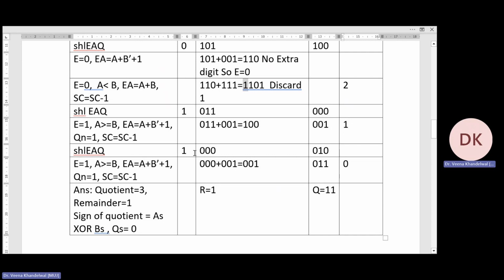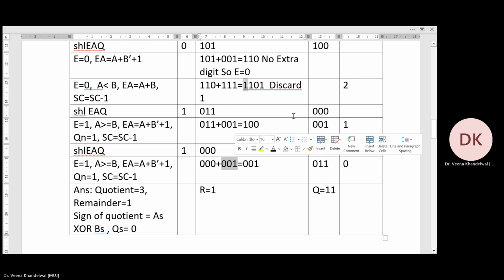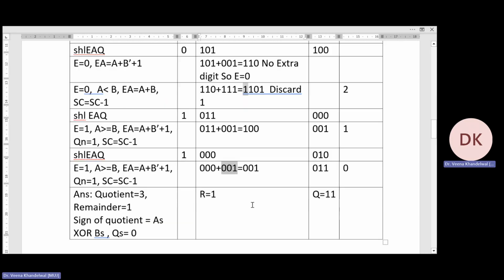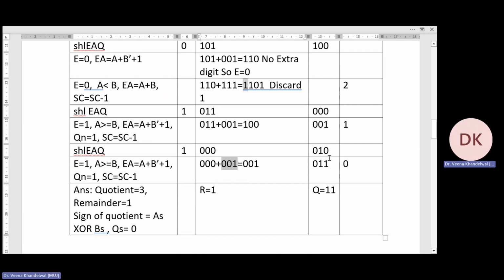Once again, because we have received the value of E is equal to 1, that means A is greater than B. And what do we have to perform? We have to compute A plus B complement plus 1, make Qn is equal to 0, and decrement the sequence counter as we had done previously. So this is B complement plus 1 as we had computed previously, which is 001. So we add these two numbers and make the value of Qn, this 0, converted to 1, and we have decremented the sequence counter from 1 to 0. Now, our loop stops when the division operation encounters the sequence counter to be 0.